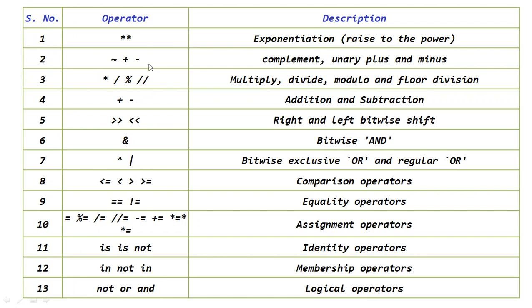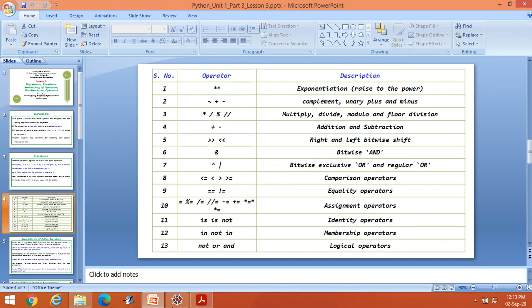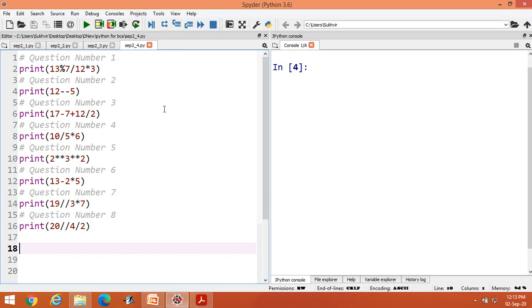Now what about this category? Suppose in a certain expression, some operators are there: multiplication, then division, then modulus, and then floor division. We have to check whether they act from left to right or right to left. Similarly, for others, the sequence is there. We can check these contents using programming like this. Suppose this one is the content: 13 modulus 7 divided by 12 multiply 3.